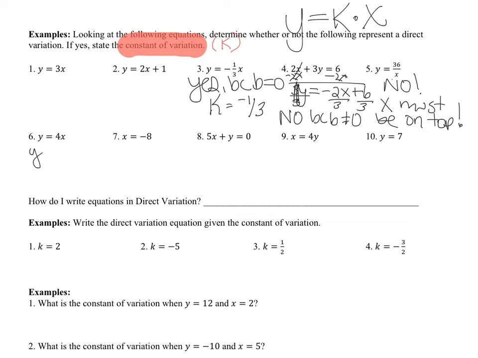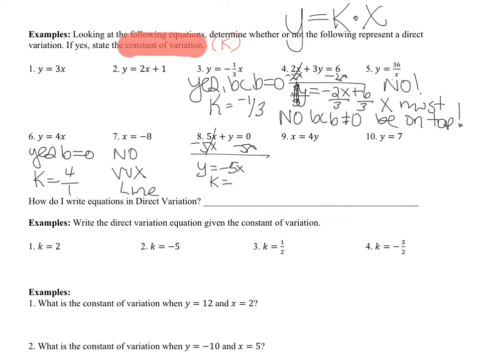So number 6 is yes, because b equals 0. So k equals 4. I could say 4, or I could say 4 over 1. It's up to you. Look at the next one. Is that a direct variation? No, it's a vertical line. Vertical lines have an undefined slope. It is not a direct variation. The next one I would have to solve for y. So I have y equals negative 5x. So k equals negative 5 over 1. So yes, because b equals 0.